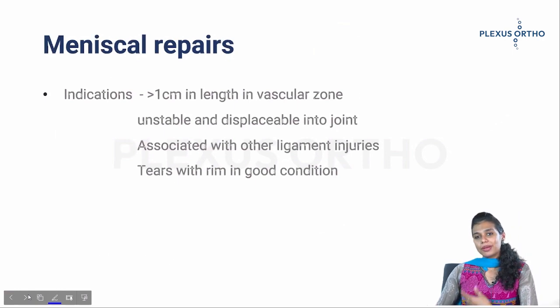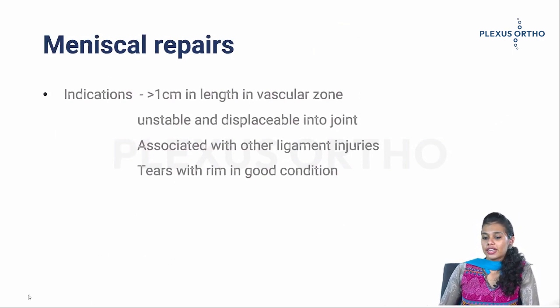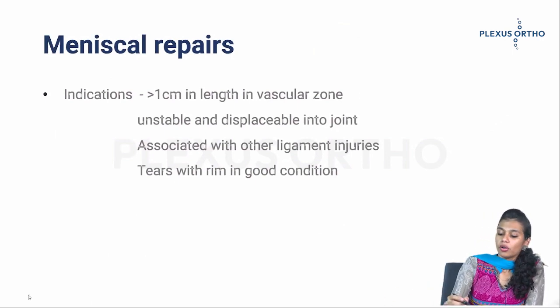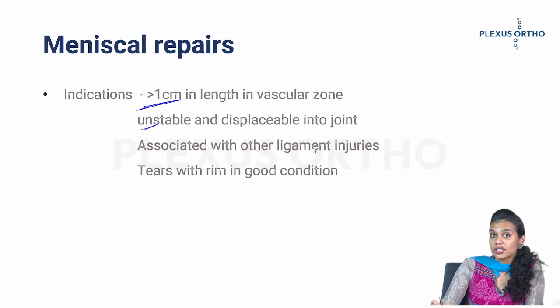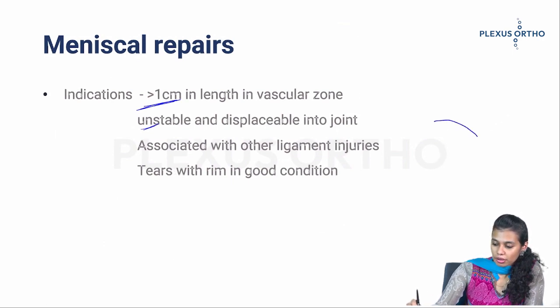Now, coming to meniscal repair. What are the indications of meniscal repairs? It should be a tear significant enough, that is more than 1 centimeter in length. It is an unstable tear, that is, the tear displaces into the joint. It may be associated with other ligamentous injuries. And in the case of tears which have to be repaired, let's consider this as a meniscus. You have a tear here.